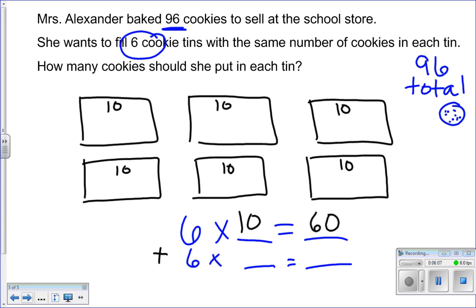That's definitely less than 10. I know my 5s pretty well. So can we put 5 in each tin? What is 6 times 5? 30. 30 cookies. Okay, I'm going to place 5 more cookies. Perfect.